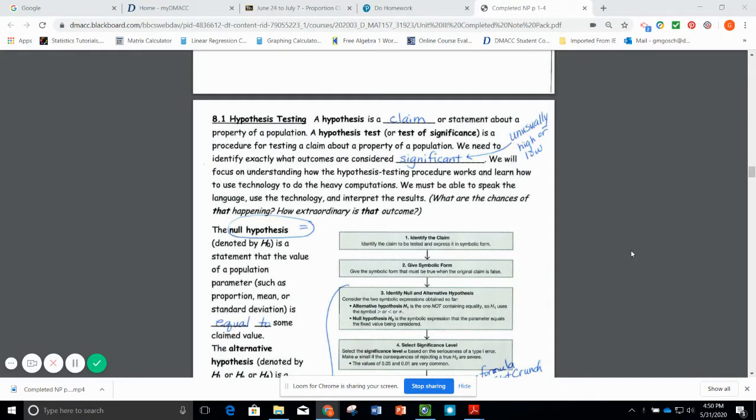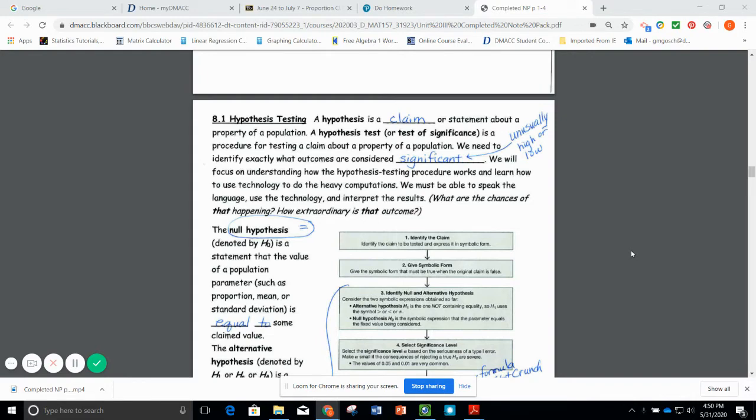Okay, in this video, I want to move on to the second part of statistical inferences, and that is hypothesis testing. A hypothesis is a claim or statement about a property of a population. A hypothesis test, or a test of significance as it's sometimes called, is a procedure for testing a claim about a property of a population.